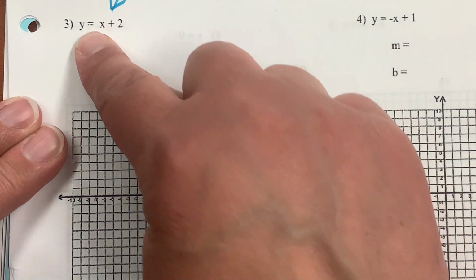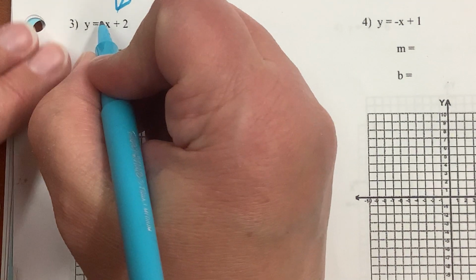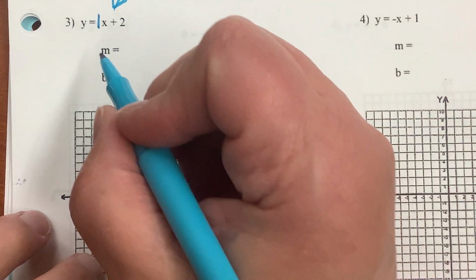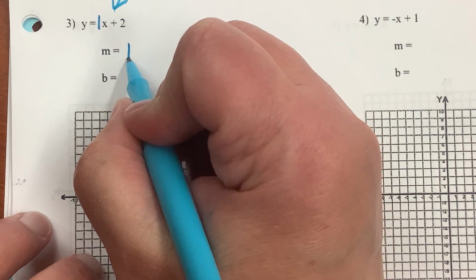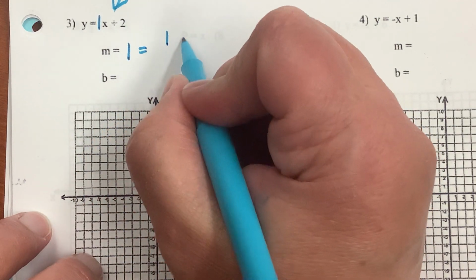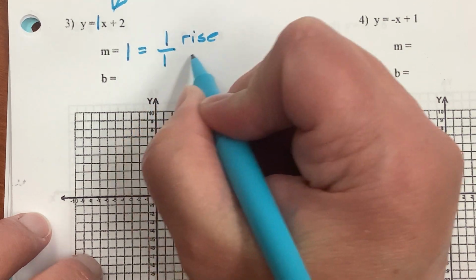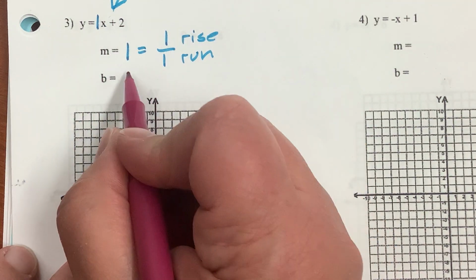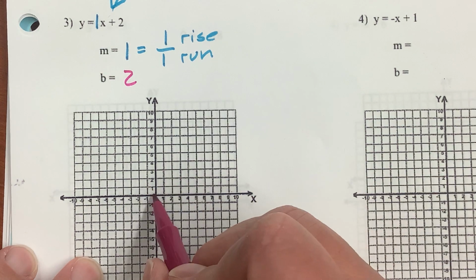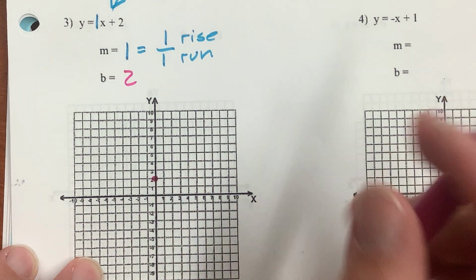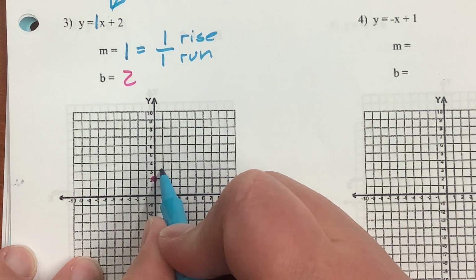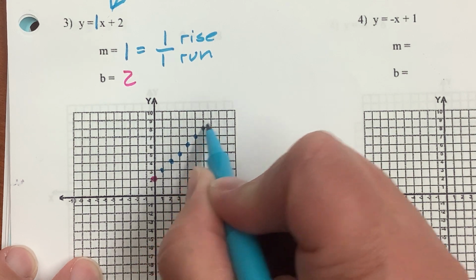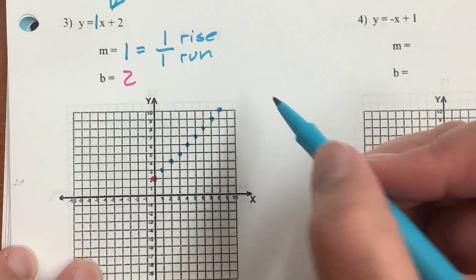And remember, when there's no number in front, that means there's a 1, because you can multiply 1 times anything and it doesn't change. So my slope, m, equals 1. That means 1 rise over 1 run. And where am I going to begin? I'm going to begin at 2. So here I am. I begin at 2, and then rise 1, run 1, rise 1, run 1, up and over. I'm always going up and to the right because this is a positive slope. So I want all my dots going up and to the right.